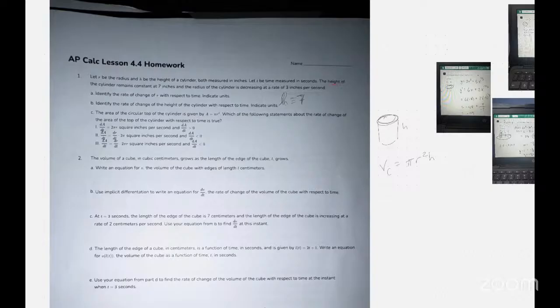Decreasing. dv dt, wait, hold up. If it's decreasing at 3 inches per second, I didn't do a problem like this. So it would be negative. dv dt, you're right, dr dt would be negative 3 inches per second. So it says identify the rate of change of R with respect to time and indicate the units. Rate of change of R. So they want dr dt for A, right? Yeah, that's what they want.